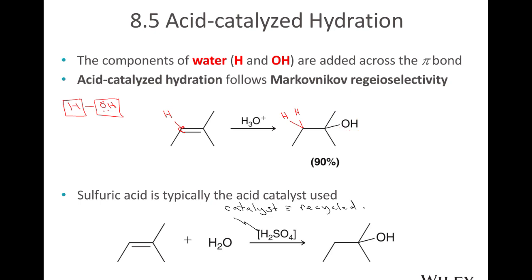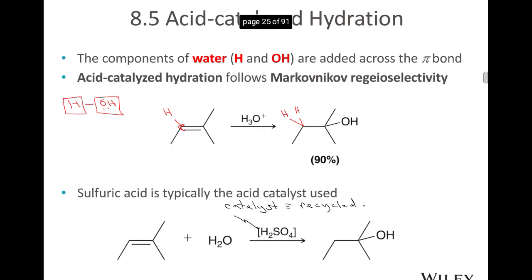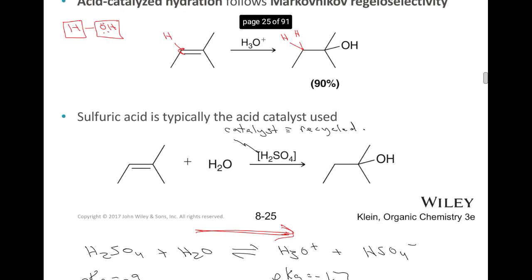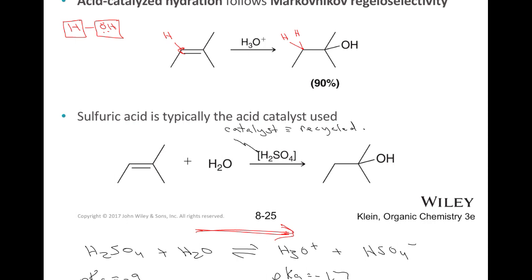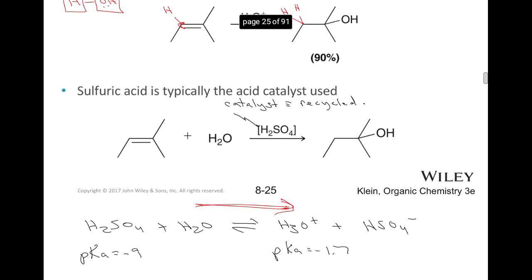The acid catalyst that's typically used is sulfuric acid, and those square brackets simply mean that it's catalytic, that it's added in a catalytic amount. So that simply means less than a stoichiometric, 1-to-1 molar ratio. And then we talked about the leveling effect, and we explained why, when you add sulfuric acid to water, the major component of what you have in your solution would be hydronium and not sulfuric acid.